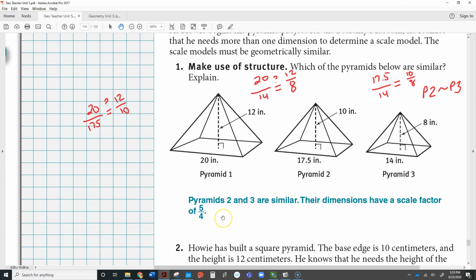The dimensions have a scale factor of 5 to 4. So, the way you find 5 to 4 is to take either one of these and reduce it, and 10 over 8 reduces down to 5 over 4. Of course, you could write it as a decimal also, and I think that's 1.25.